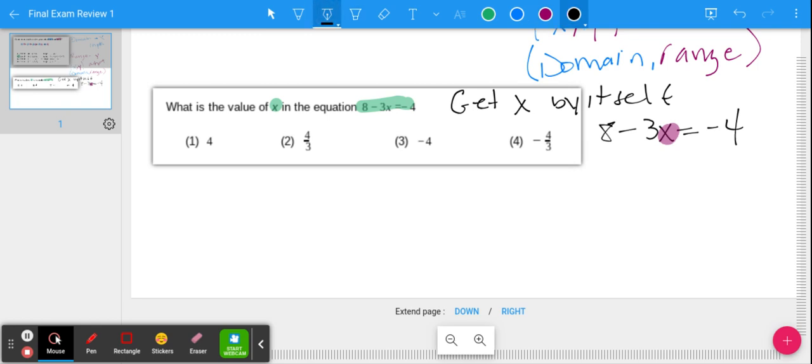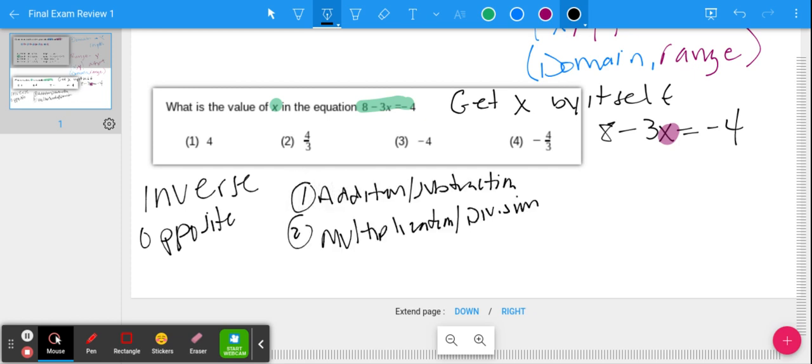Whenever we're trying to get rid of things or move things from one side to the other, think of inverse or opposite operations. So we always do addition and subtraction first when we are solving for x, and then we work with multiplication and division. So that means we're going to move this 8 to the other side first.